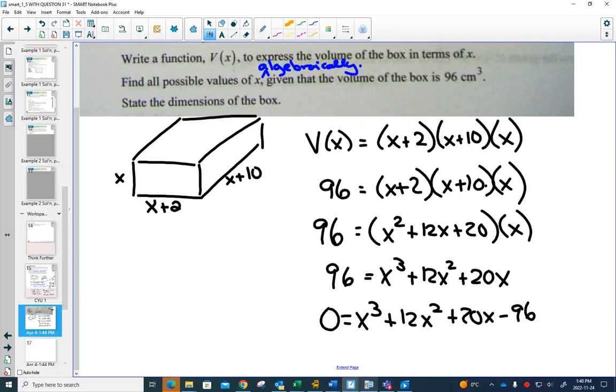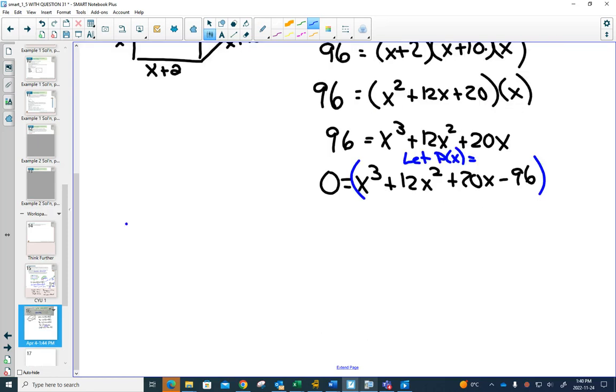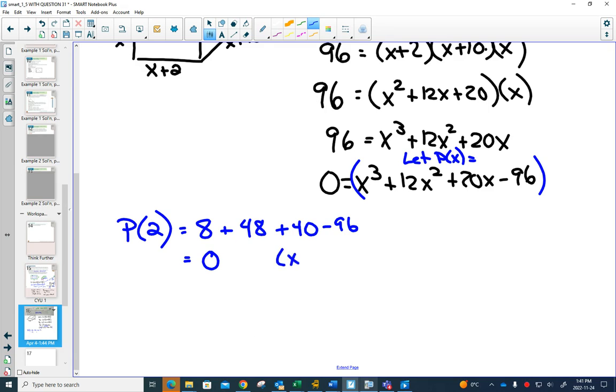Now, if we do this, let p of x equal this whole thing. What did we find out already? We already figured out that 2 worked, right? So let's just check. If I plug in 2, that's going to give me 8 plus 2 squared is 4 times that, 48 plus 40 minus 96. Sure enough, that equals 0. Tells us that x minus 2 is a factor.